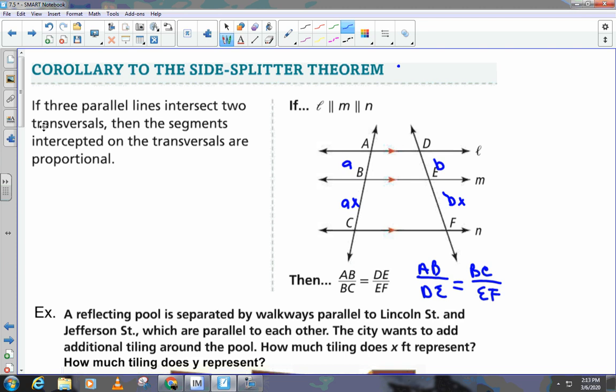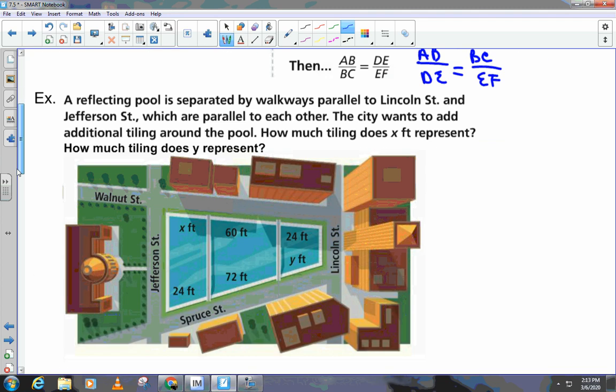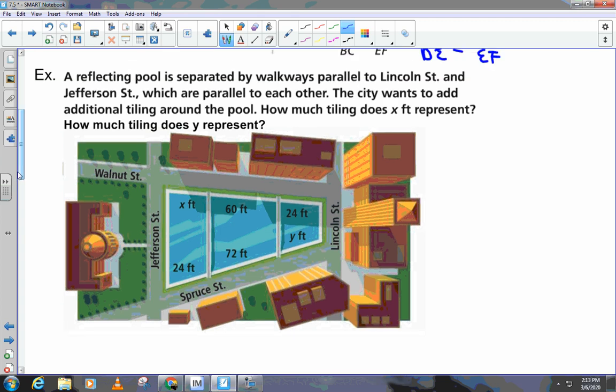And then the other thing we can do is we can take this little part, AB, is to the whole thing, AC, as this little part, DE, is to this whole part, DF. So there's a lot of things you can do when you have three parallel lines cut by two different transversals, okay? All right, so here's an example.